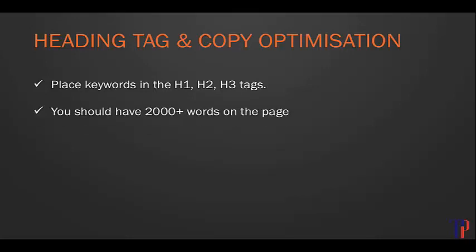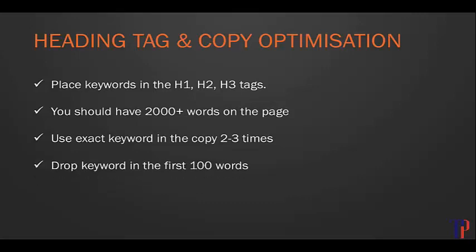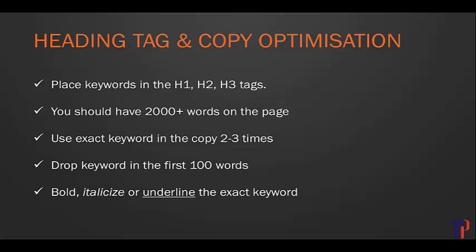So the other thing is that it's best to have 2,000 plus words on the page. A huge study was done and conclusive evidence showed that the longer is really the better. You know, in that copy, what you want to do is include the exact keyword about 2 to 3 times. You want to drop the keyword in the first 100 words, and it's also good to bold and italicize or underline the exact keyword to draw attention to it. So that's really it. Let's return to our example now.